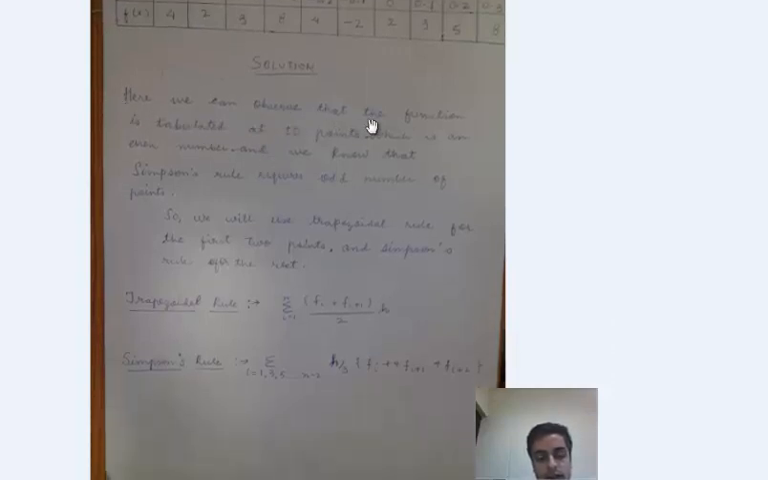We can observe that the function is tabulated at 10 points, which is an even number, and we know that Simpson's rule requires an odd number of points. So we will use the trapezoidal rule for the first 2 points and Simpson's rule for the rest.